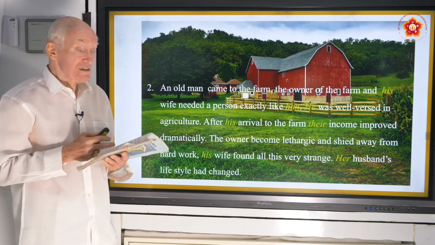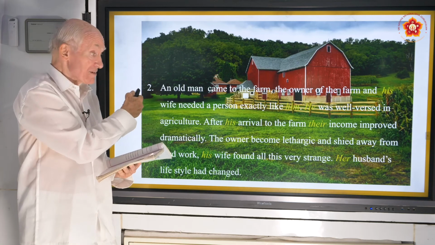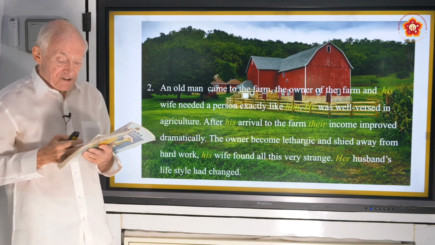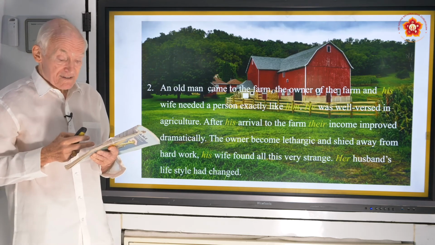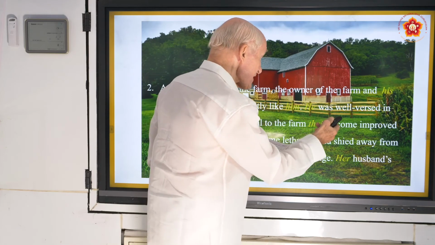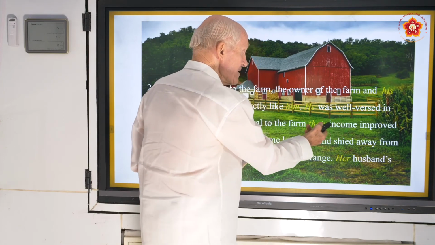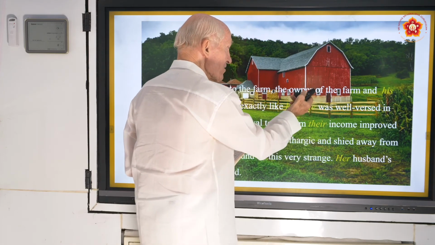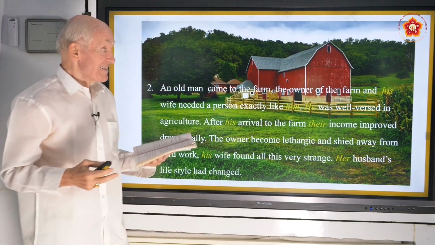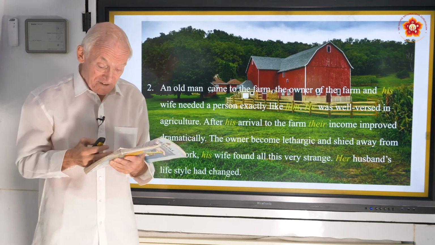After his arrival, whose arrival? The old man's arrival. After his refers back to the old man. After his arrival, their, T-H-E-I-R, their income. Their refers to the owner of the farm and his wife. Their income. They got more income after the old man came.